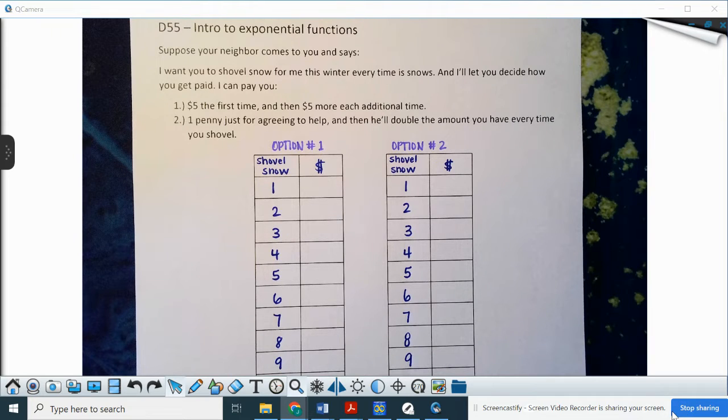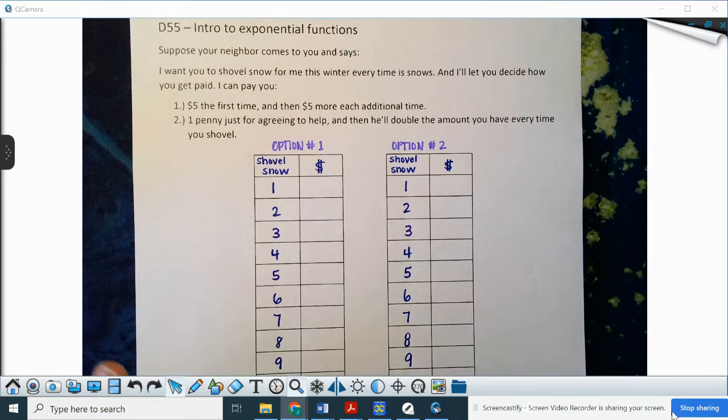So I will hand you a penny just because you came in and said, yeah, next time it snows, I'll come shovel your snow. And then double that amount every time you shovel snow. So, with that being said, I want you to pause the video, give that some thought, and then decide which option you think you would pick. So, again, pause the video and make a good guess at which one you think you're going to make the most money.